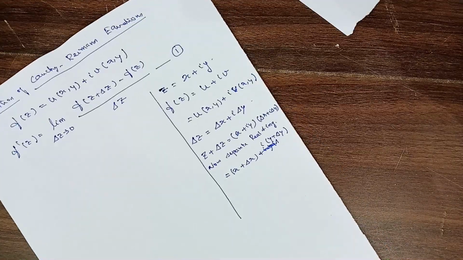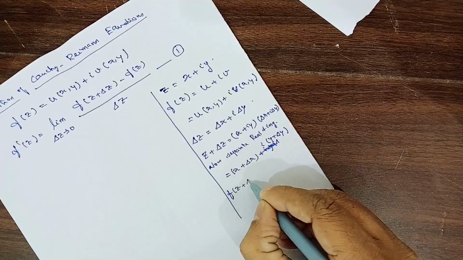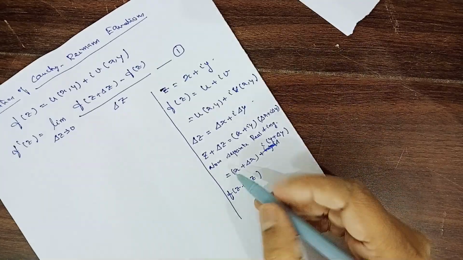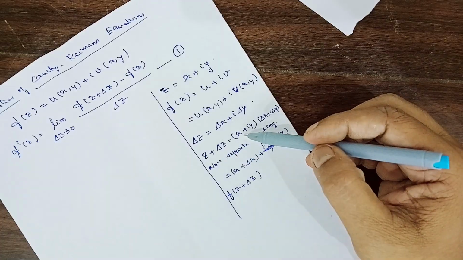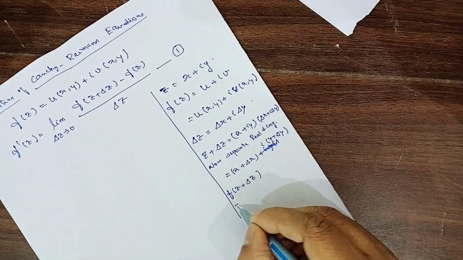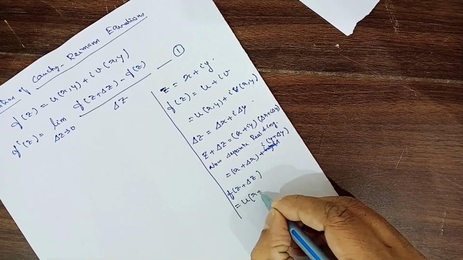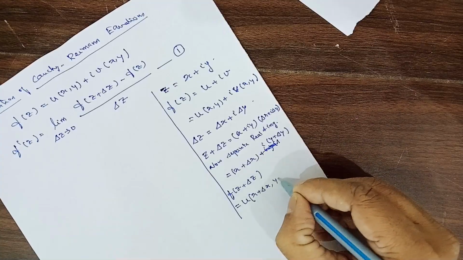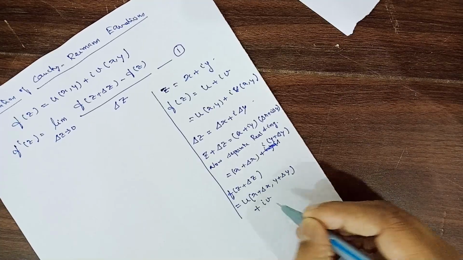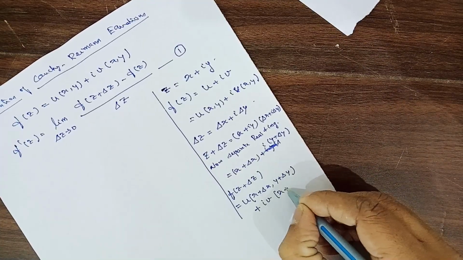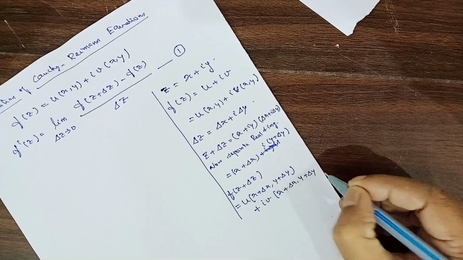Now you find out f of z plus delta z. We know z, we know delta z, we know z plus delta z. So now substitute the value. What will we get? u of x plus delta x, y plus delta y plus i v of x plus delta x, y plus delta y. Okay.